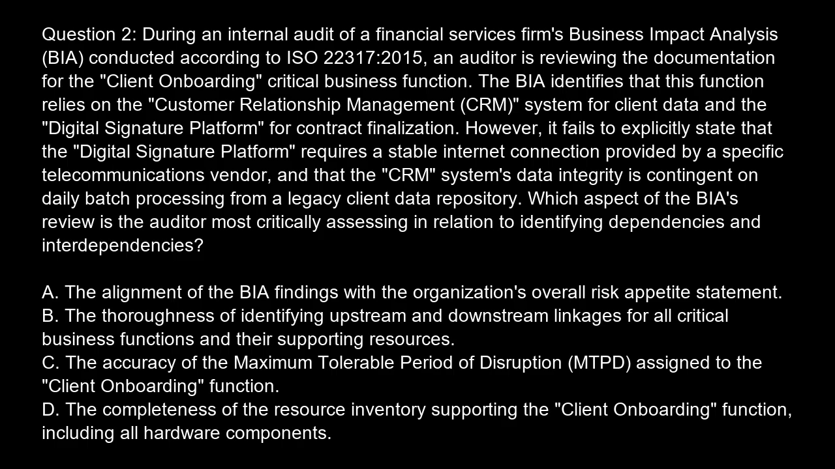repository. Which aspect of the BIA's review is the auditor most critically assessing in relation to identifying dependencies and interdependencies? Option A. The alignment of the BIA findings with the organization's overall risk appetite statement. Option B. The thoroughness of identifying upstream and downstream linkages for all critical business functions and their supporting resources. Option C. The accuracy of the maximum tolerable period of disruption, MTPD, assigned to the client onboarding function. Option D. The completeness of the resource inventory supporting the client onboarding function, including all hardware components.